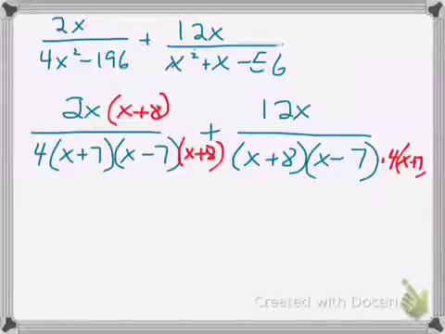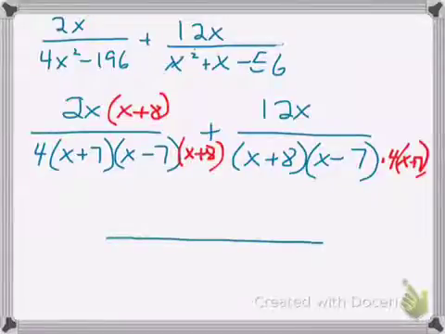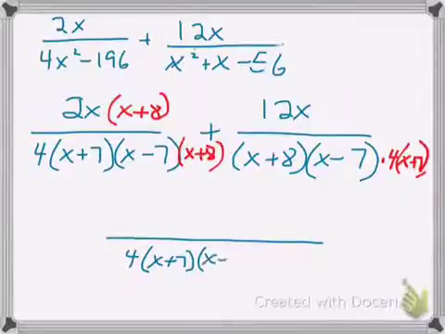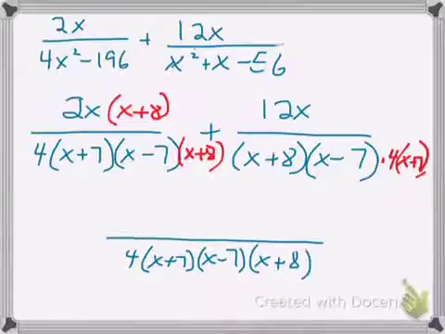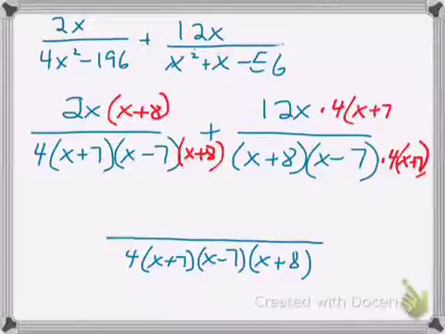Now, the bottom is a complicated mess, and that's another reason why we like to leave it together. The denominator is just going to be 4 times x plus 7 times x minus 7 times x plus 8. And I forgot something up here, didn't I? I need to multiply this times 4 and x plus 7. Do you want to multiply that denominator back out? No. We're going to leave it that way.